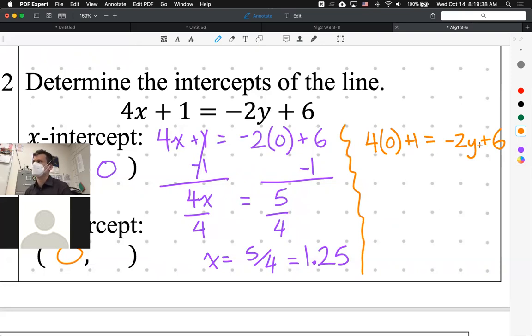I can start. Yeah, go for it. Times 0 is 0. And then plus 1 is 0 plus 1. Oh, 1. So that left-hand side is just 1. 1 is equal to negative 2y plus 6. All right. What do I do next? What's our next steps? We're trying to solve, keep boiling this down.